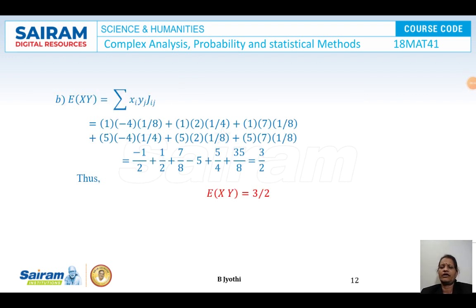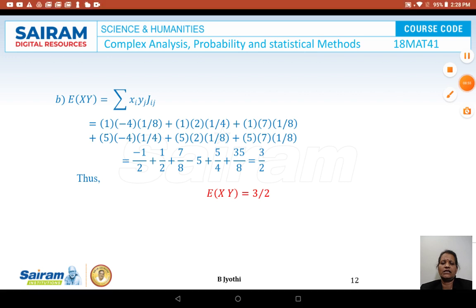Next, E of xy. It's given by xi yj into fij. That is 1 into -4 into 1 by 8 plus 1 into 2 into 1 by 4 plus 1 into 7 into 1 by 8 plus 5 into -4 into 1 by 4 plus 5 into 2 into 1 by 8 plus 5 into 7 into 1 by 8. That gives us in total 3 by 2. That is, E of xy is equal to 3 by 2. We have calculated E of xy.